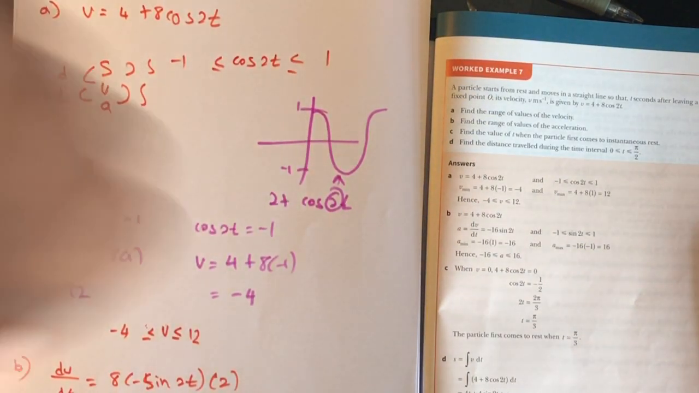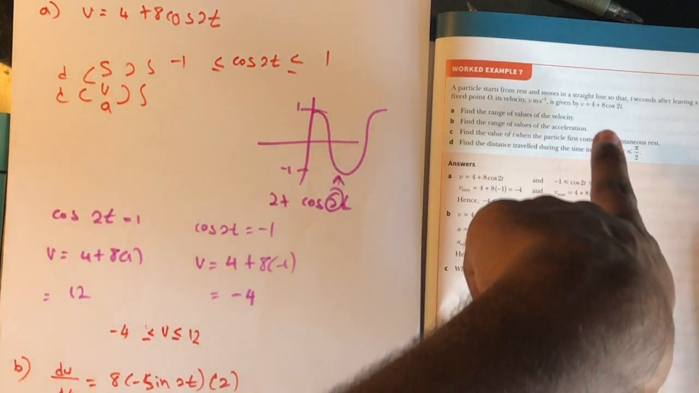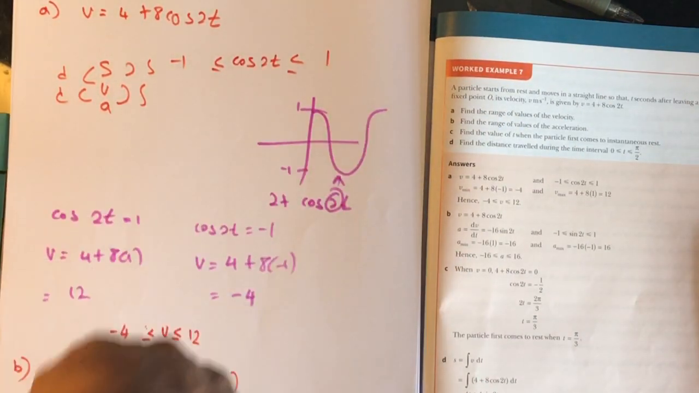So the question asks you several things. Find the range of values for the velocity, find the range of values for the acceleration, find the values of t when the particle comes to an instantaneous rest, and the last one, the distance traveled. Velocity we can do directly, acceleration you need to go down, and so forth.